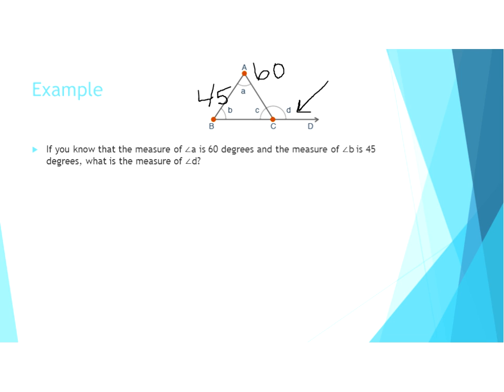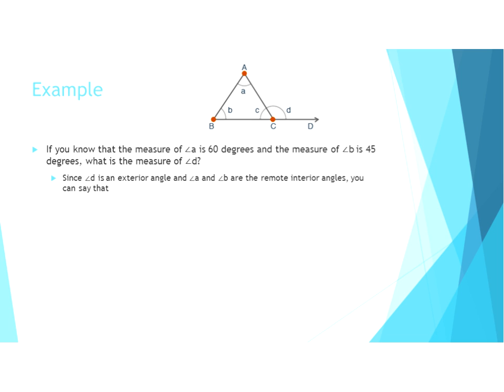The first way to do that is to notice that C and D make up supplementary angles, so their measurements add up to 180 degrees. The way you can figure out what D is, is to recognize that A and B are remote interior angles. So if you add their totals together, you're going to get the measure of angle D. 60 plus 45 would be 105. That means that has to be the measure of angle D.